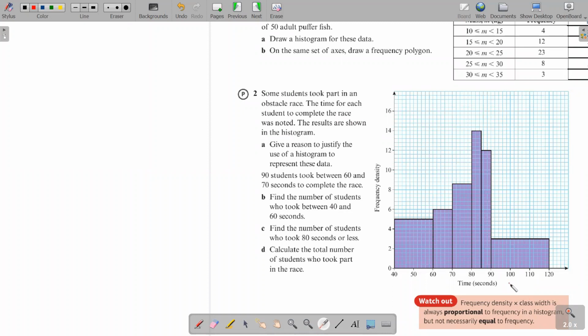Is it possible to always use histograms for all cases? No, I told you very clearly there is a very specific group. You can only use histograms for continuous data. So over here you are measuring time. Time is continuous. Therefore, it is justified that you can use a histogram. You can't use histograms all the time, but only in the relevant places. So the reason is time is continuous.